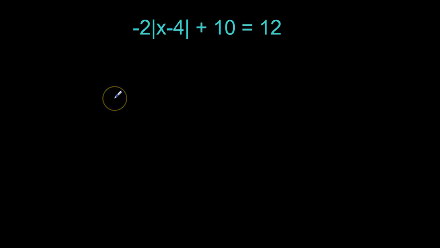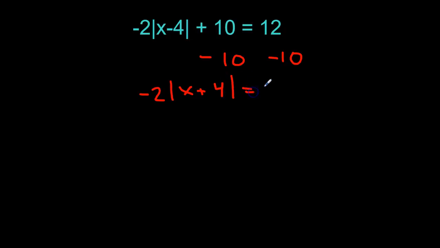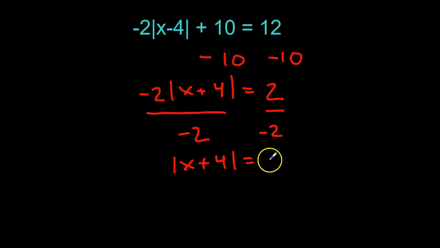Last one. Kind of a tricky one. Doesn't seem that different than the last problem, but let's just clear this stuff out. So we'll subtract 10 from both sides, and we get negative 2 times the absolute value of x plus 4 equals 2. And then we're just going to divide both sides by negative 2. And we get the absolute value of x plus 4 equals negative 1.